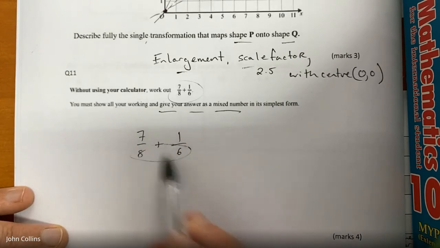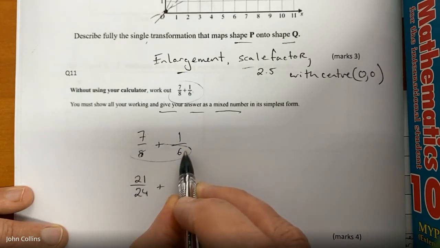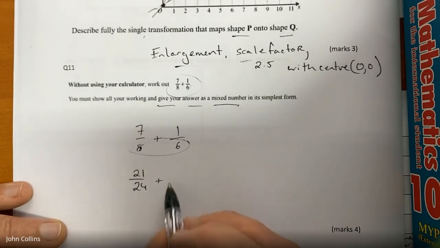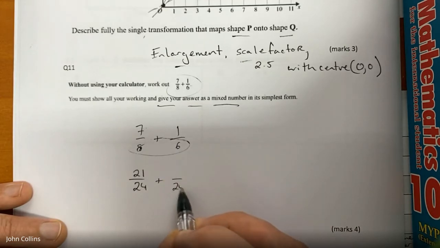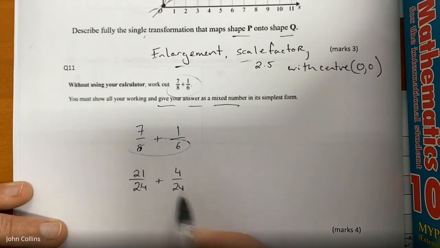Yeah, you can use your cross multiply or butterfly method or whatever you want to say. So we are on 24s. 8 times 3 gives 24, so you've got to multiply the top by 3 as well to give 21. 6 times 4 gives 24, so I multiply the top by 4 and I get 4. Now they have the same denominators.